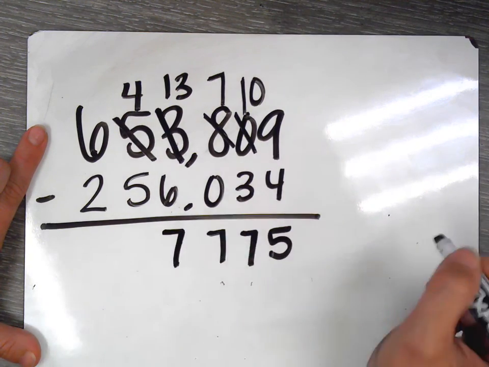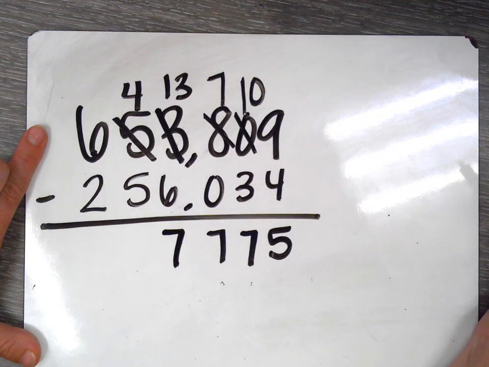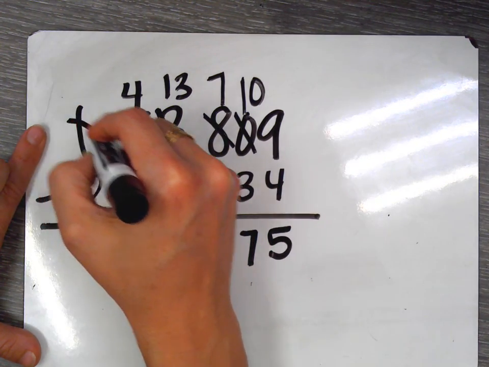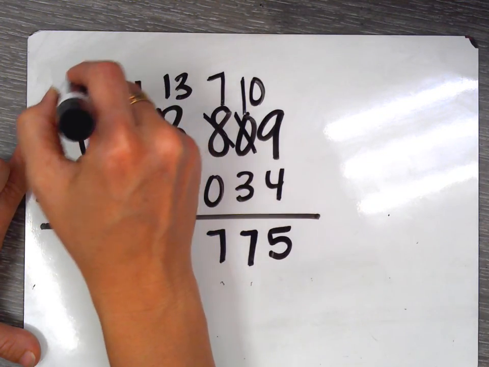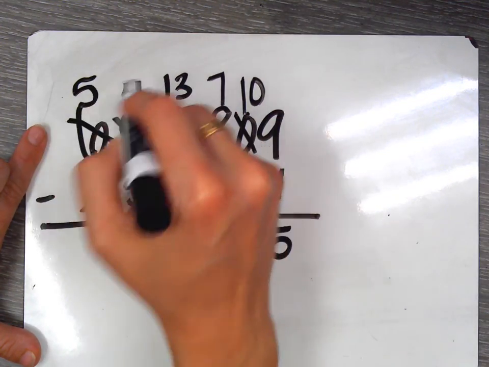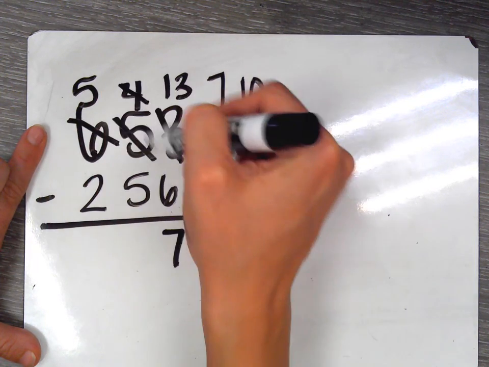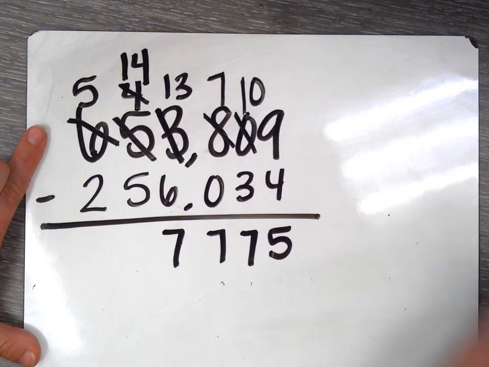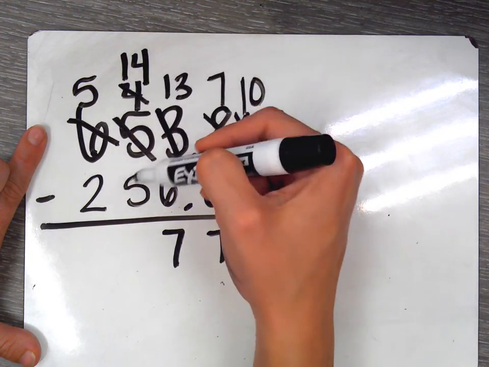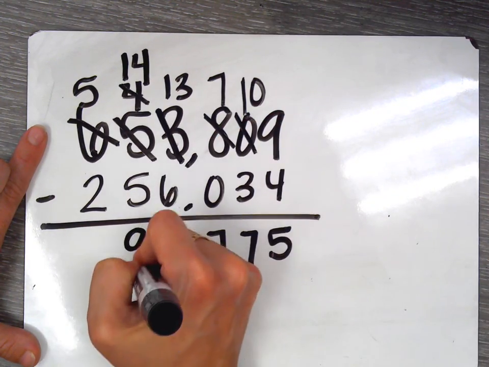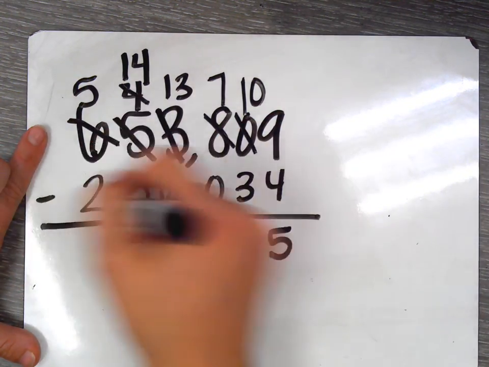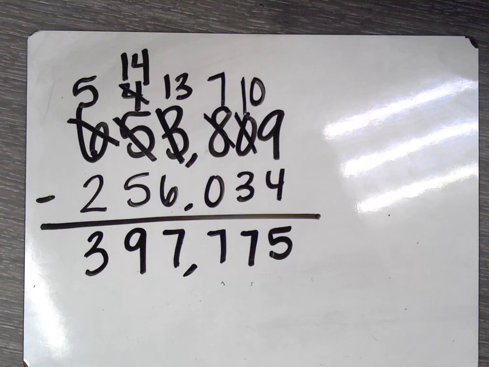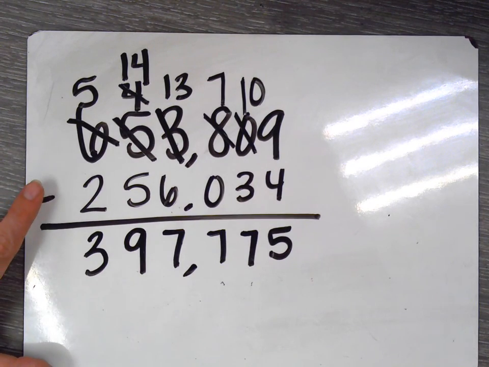4 10,000s minus 5, do I have enough? No, so I have to borrow again. So I'm going to go next door. I'm going to borrow from my 100,000s. You are now 500,000s. I'm going to put those 10 10,000s over here. So now I had 4 and I added 10 back in. So now I have 14 10,000s. 14 minus 5 is 9. And then 500,000s minus 200,000s is 300,000s. My answer is 397,775.